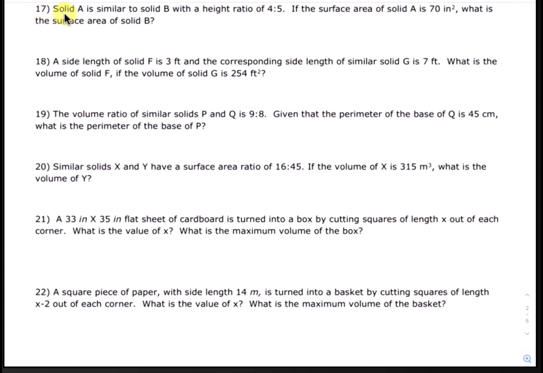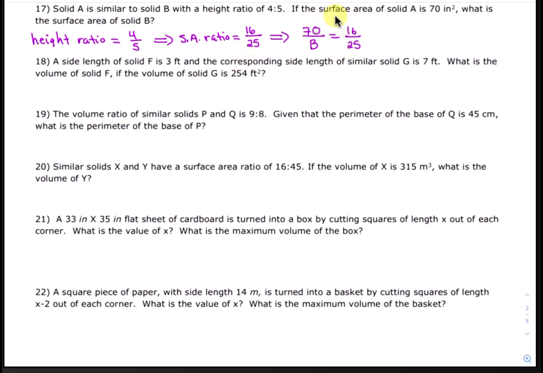All right, here's number 17. It says solid A is similar to solid B with a height ratio of 4 to 5. If the surface area of solid A is 70 inches squared, what is the surface area of solid B? Well, first, we recognize that the height ratio is 4 to 5, or 4 over 5. And we know that the surface areas ratio would be 4 squared to 5 squared. 4 squared is 16, and 5 squared is 25. So the surface area ratio would be 16 to 25.